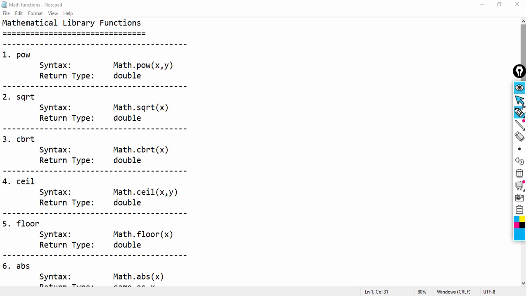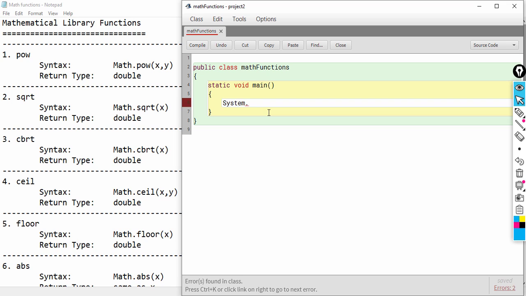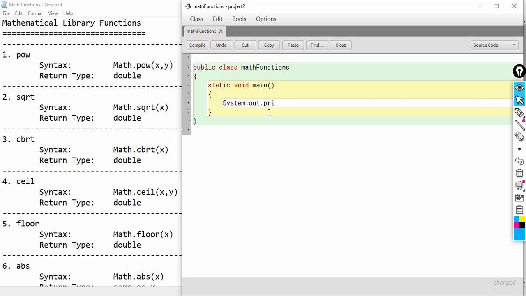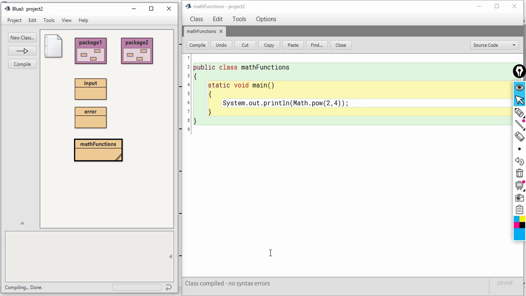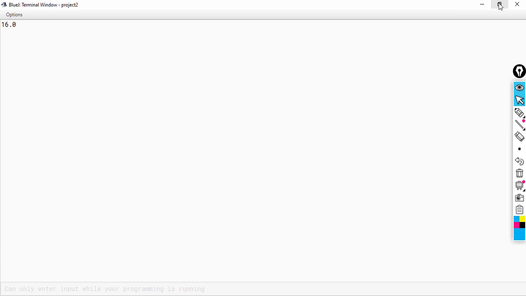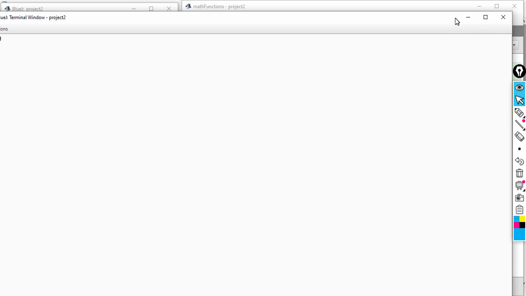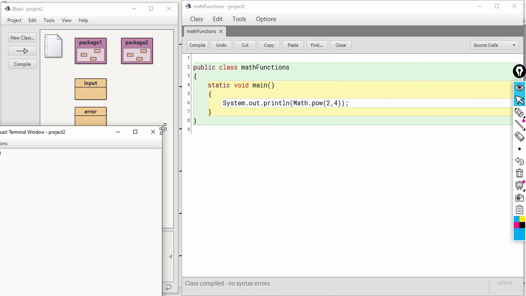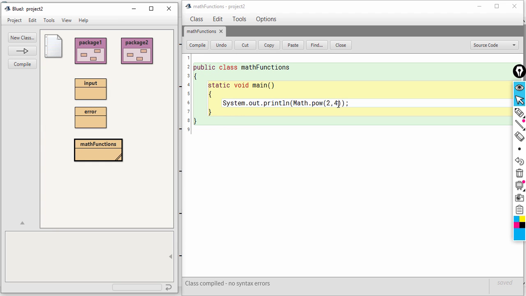So, let's look at these three different functions in BlueJ. First is math dot POW, 2 comma 4. 2 comma 4 should give me 16. Let us have a look. As you can see, the answer is 16.0. We have to keep in mind the return type. The return type is a double. So, the answer is 16.0.